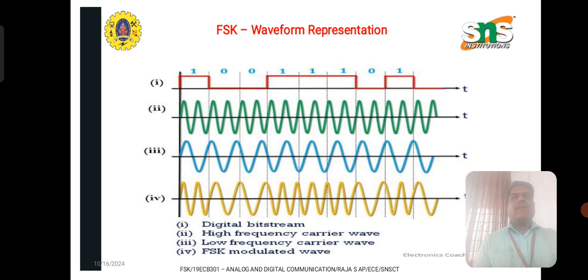This figure shows the frequency shift keying waveform representation. The first figure, 1001101, shows the digital bit stream or the data that must be transmitted. The second, green color, shows the high frequency carrier wave, and the third figure shows the low frequency carrier wave, and the final, fourth subdivision, shows the FSK modulated waveform. If you see the figure, if the data bit is 1, then the FSK waveform will be converted into high frequency. If the bit is 0, then FSK will be converted into low frequency.